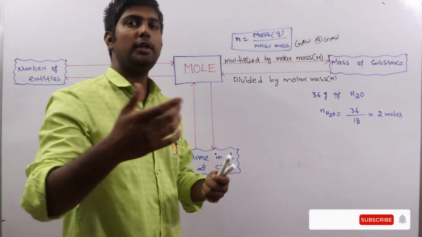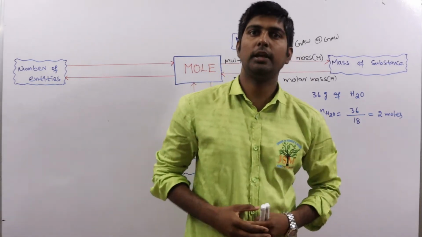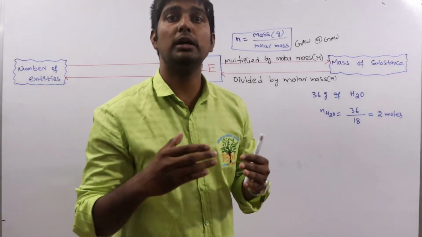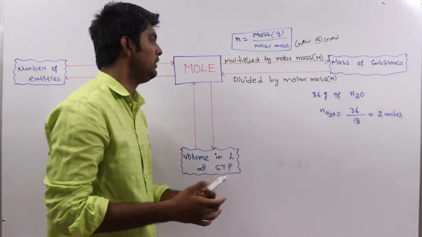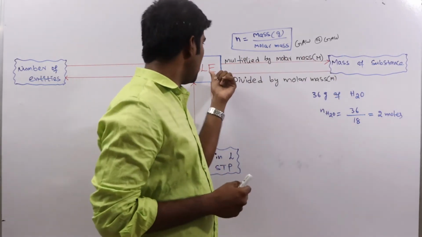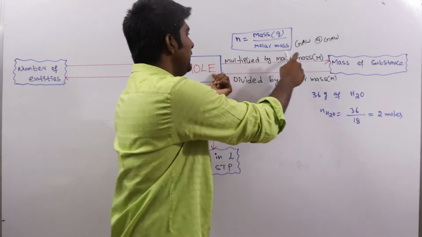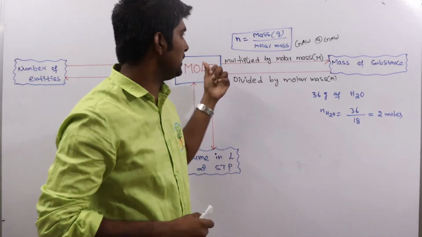Or if they give 2 moles of water and ask you to find the mass of 2 moles of water, then what we have to do is take the number of moles, which is 2, and multiply it by the molar mass of water, that is 18.